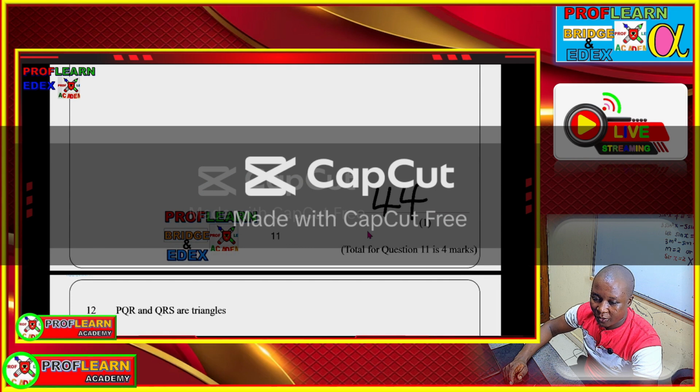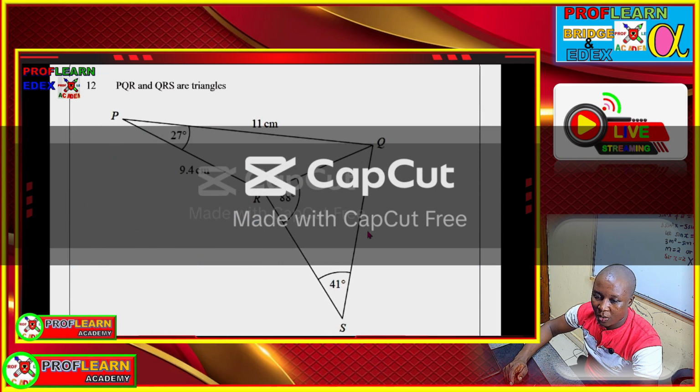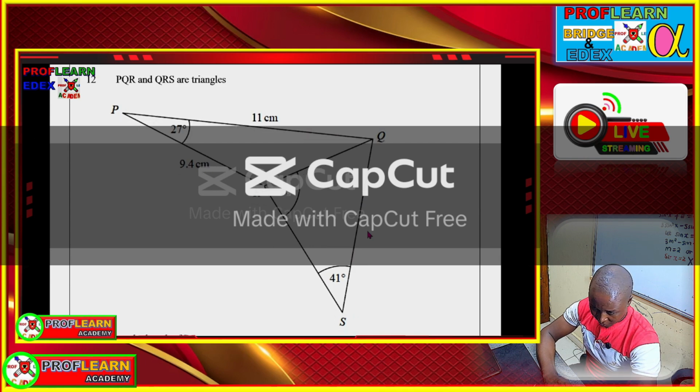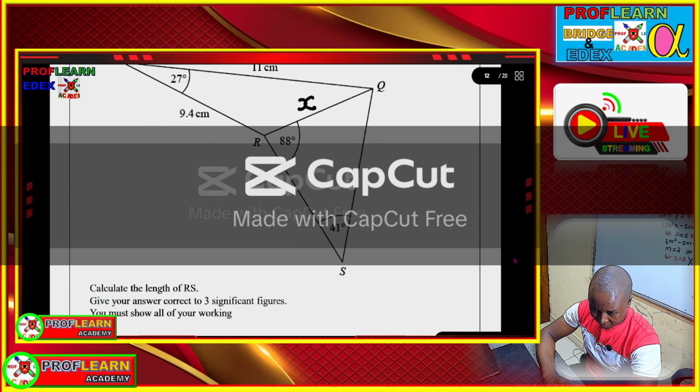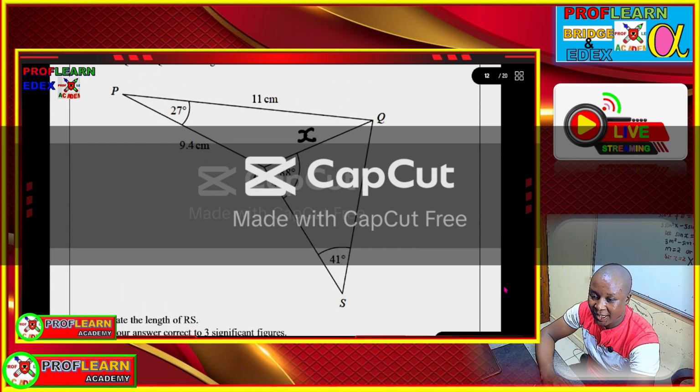Question number 12, we are going to look at how you can use the sine rule and cosine rule. We are finding the length RS. For us to find length RS, first we need to know what RQ is. To find RQ, I'm going to use the cosine rule.